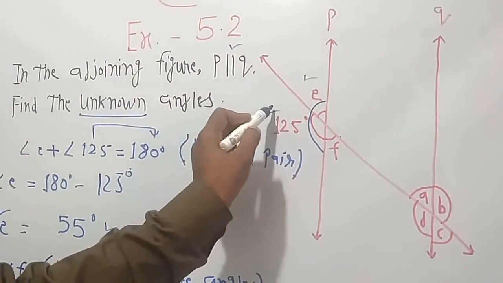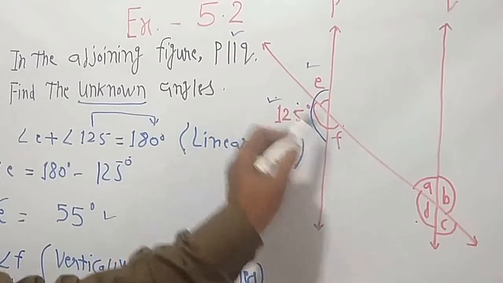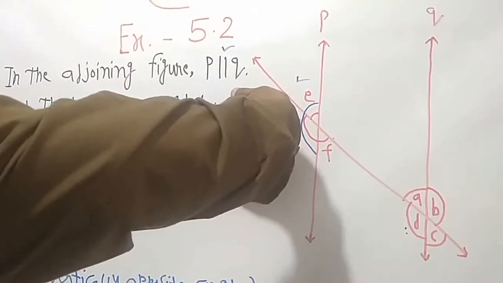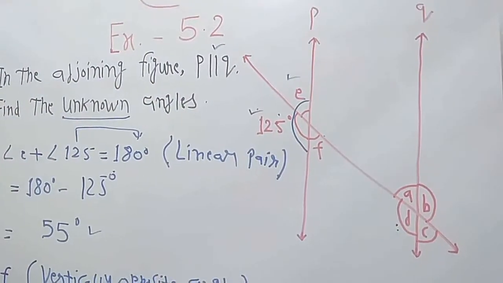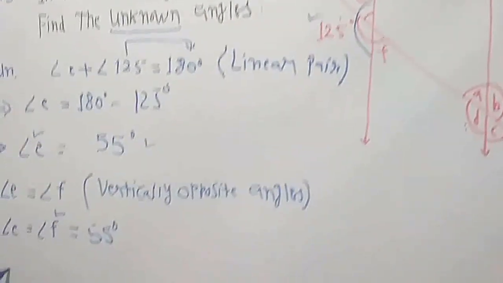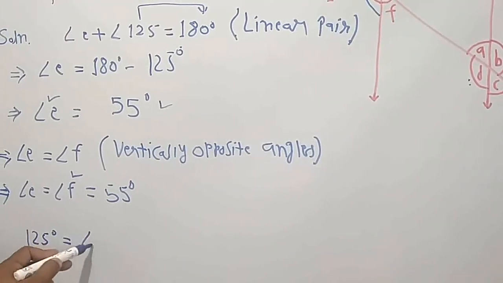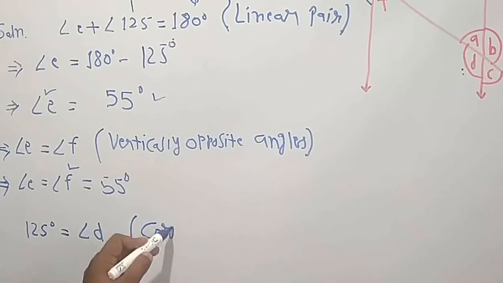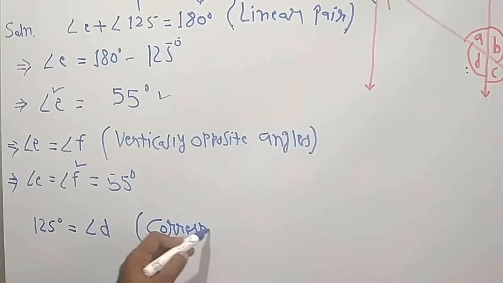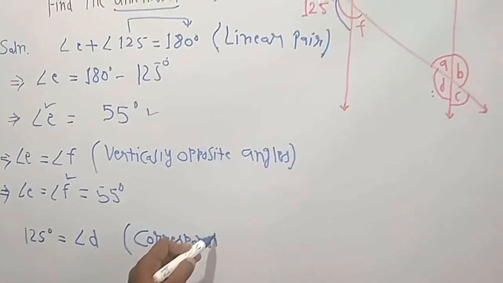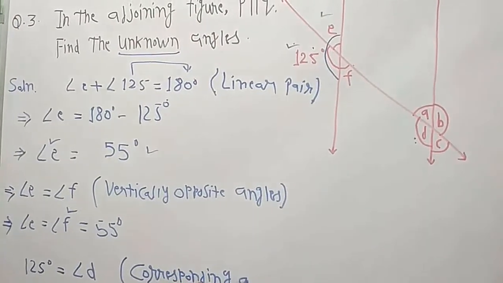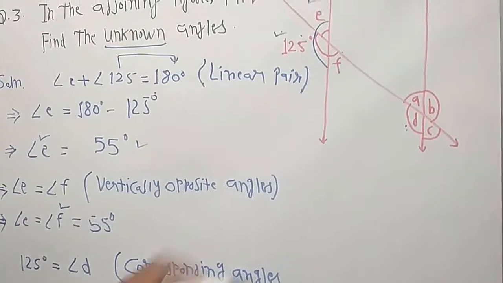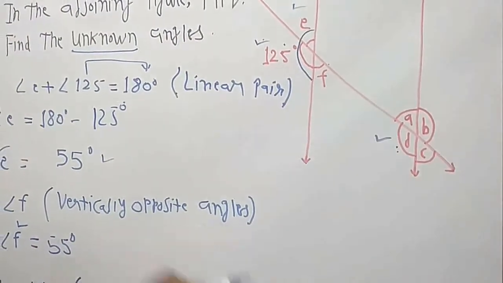Now this is 125 and this is D. These two are corresponding angles because their faces are on the same side. So we can write here angle D is equal to 125 degrees from the concept of corresponding angles. It means now D is also derived.